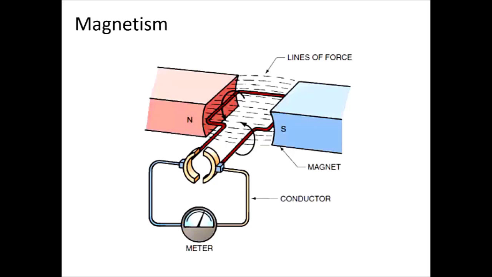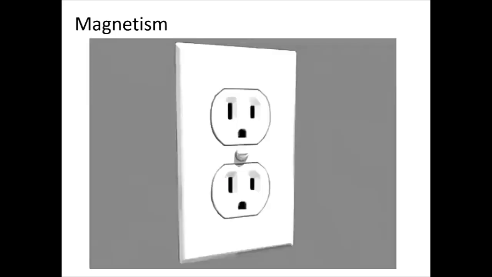Magnetic induction is the most widely used form of electricity generation. This is accomplished by rotating magnets within coils of wires. These magnets break the lines of force and cause alternating current to be produced. This method of electrical generation is what powers our homes.